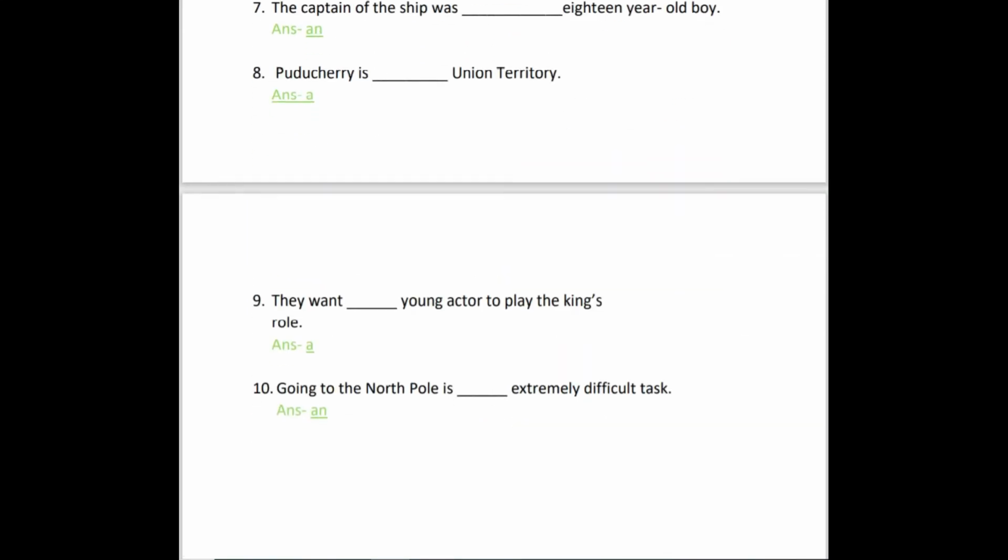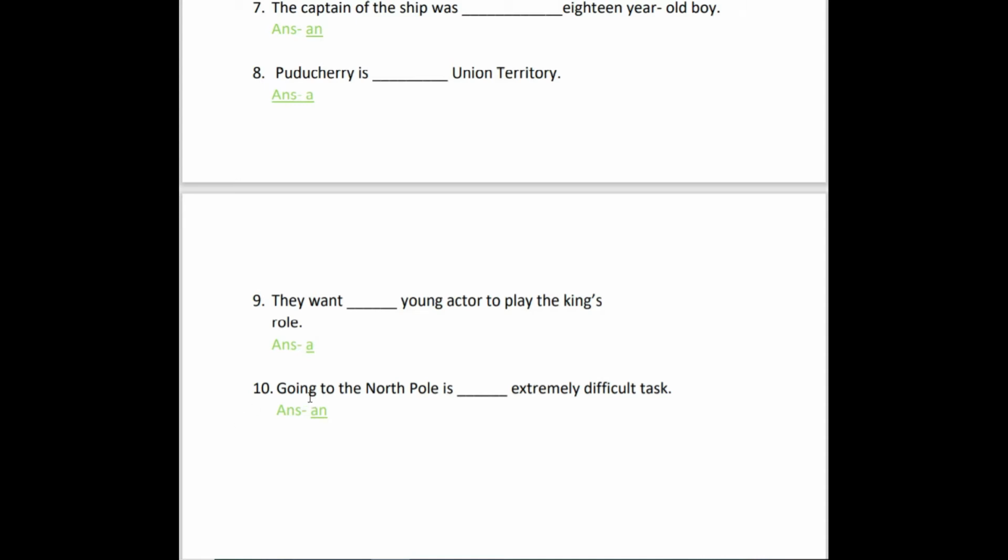Now comes number 9. They want dash young actor to play the king's role. Here we are given the word young actor. What is young? Yes, it is a consonant and the sound comes of consonant, we are supposed to write a young actor to play the king's role.